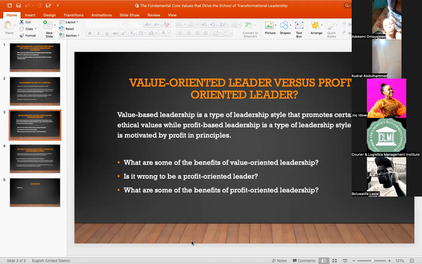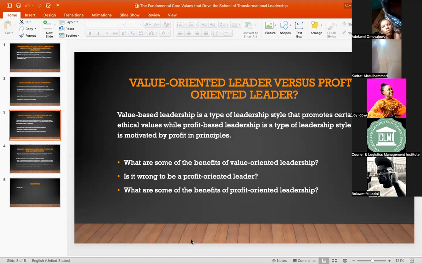Some of the benefits of profit-oriented leadership are partnership, connection, and productivity, because you have the opportunity to partner with people. You have the opportunity to connect and collaborate with others. And you also have the opportunity to produce. Productivity is very, very important. Any organization that is not productive is not going to be alive for a long time. So for you to continue to be alive, you need to maintain productivity in your organization.